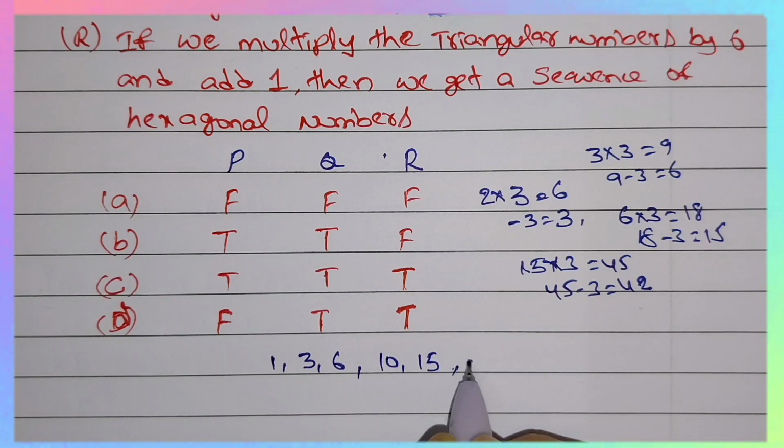Last one, if you multiply triangular numbers by 6 and add 1, then we get a sequence of hexagonal numbers. What are triangular numbers?